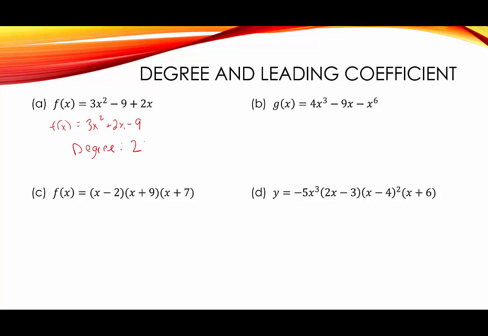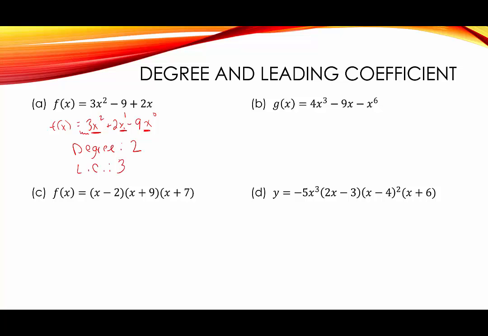is 2. And the reason that it's 2 is because x squared has an exponent that's bigger than just x, which would be x to the first, which is bigger than having no x at all, which would technically be x to the 0. And the leading coefficient here, which we're just going to abbreviate to LC, is the number that's in front of that term, being multiplied to that term. The leading coefficient would be 3.